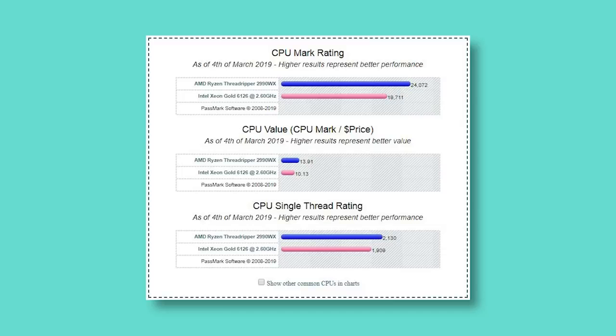2990WX. If we take a look at the benchmarks, we could see that the Threadripper is a bit better at both the overall benchmark and the single thread benchmark. So it's a no-brainer which of these two you should pick.